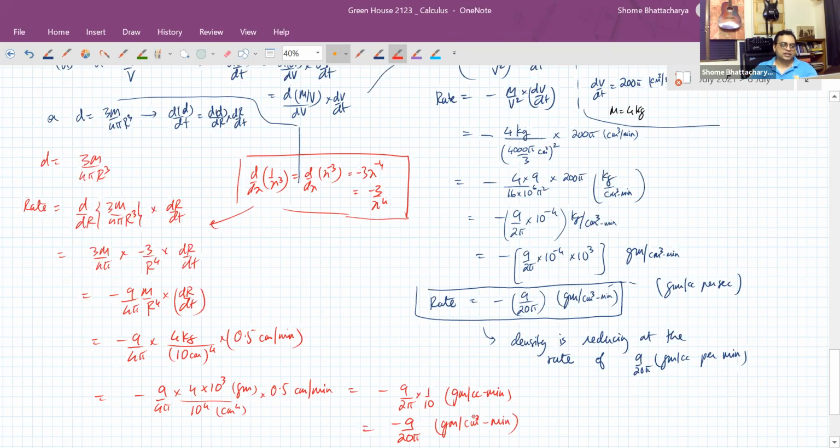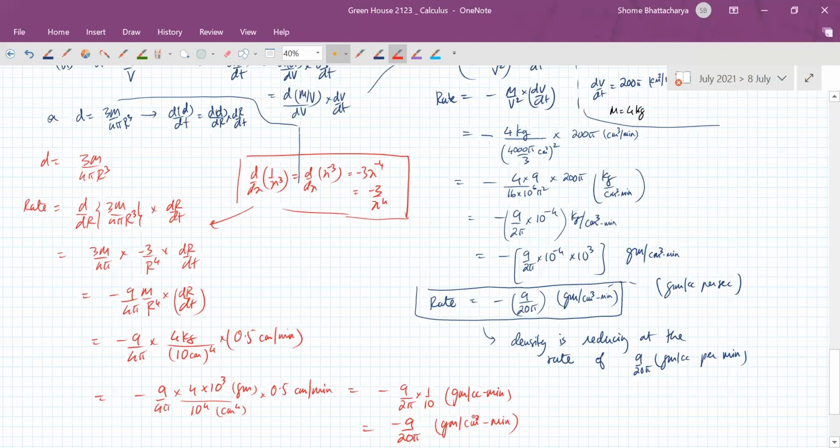So that is the physical application of chain rule. One thing is related to another. So here density is related to radius, and radius is changing at a certain rate. So how can we use chain rule to find the rate at which density is changing?